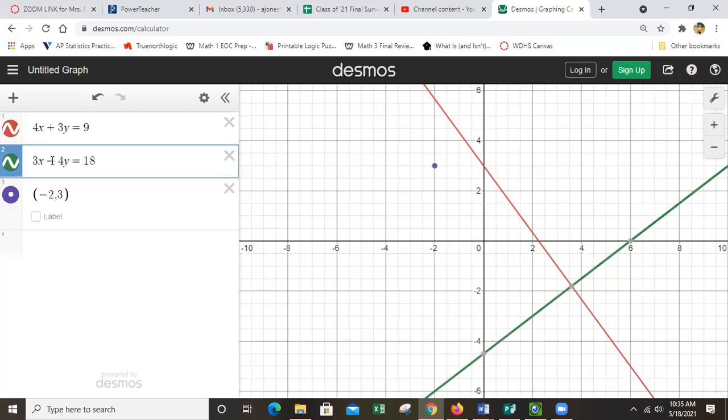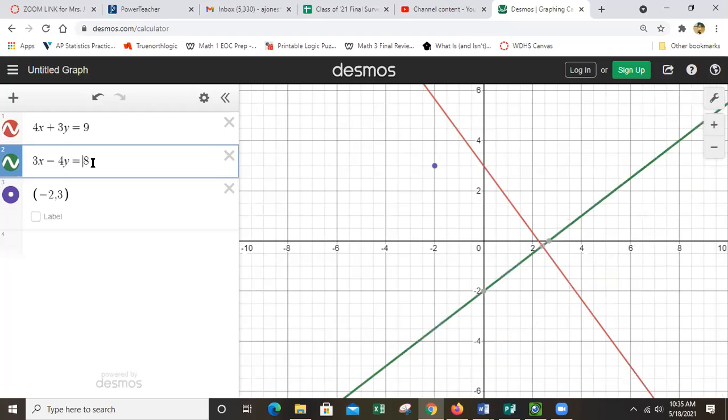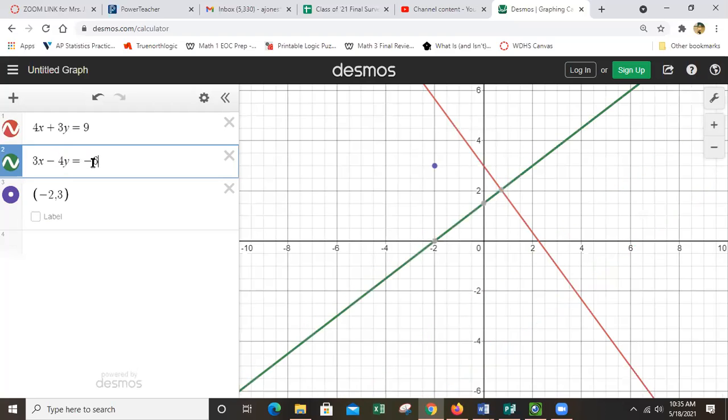Let's look at C. It is 3x minus 4y equals -6. So these kind of look perpendicular. They look like 90 degrees, but what's it not doing? It doesn't touch that dot. So C is not our answer either. So we can mark it out.